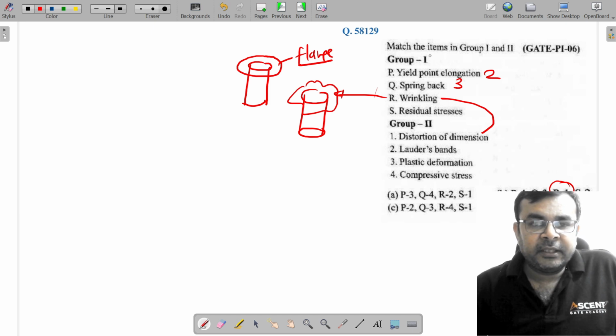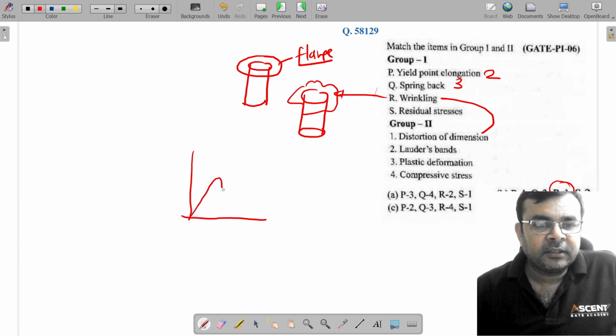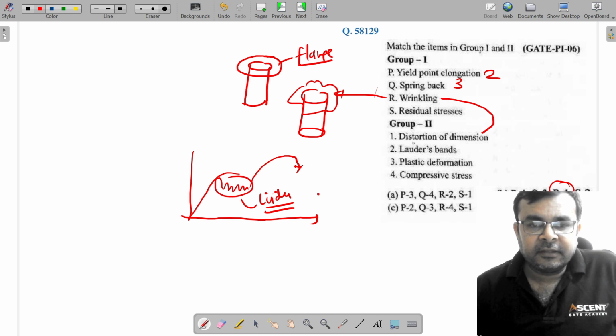And obviously yield point elongation. Actually, Luder band is nothing but, you see, when you have a stress strain diagram, after the upper yield point, here we have this phase, and this is called slipping of Luder band. Is that clear?